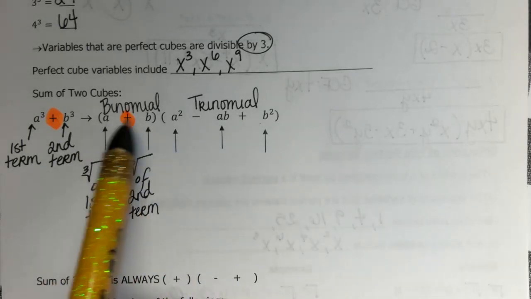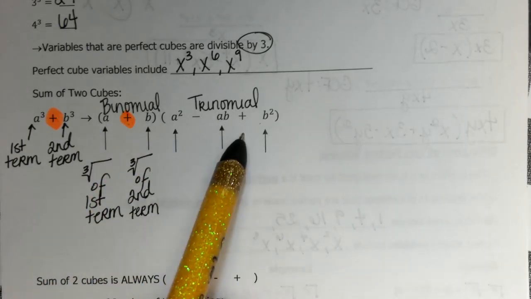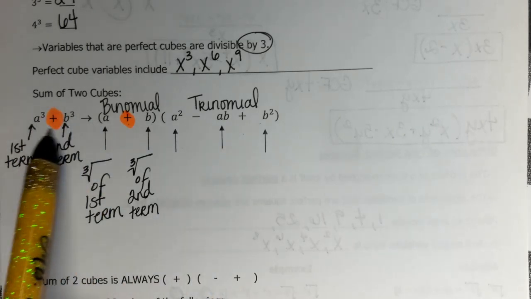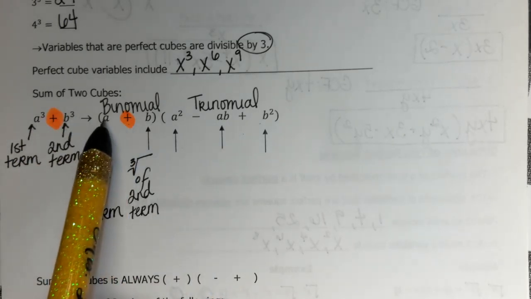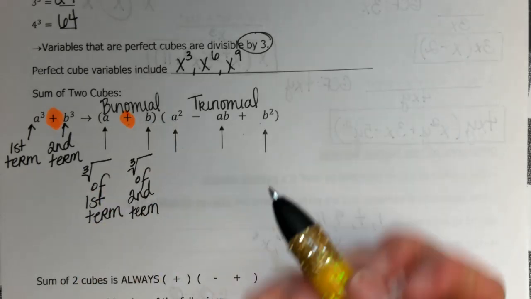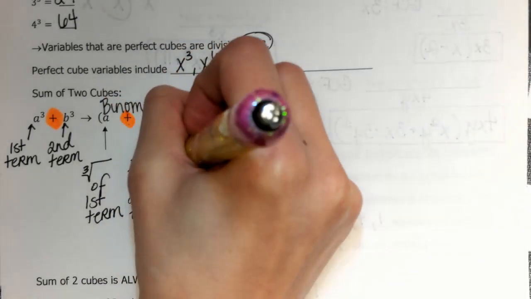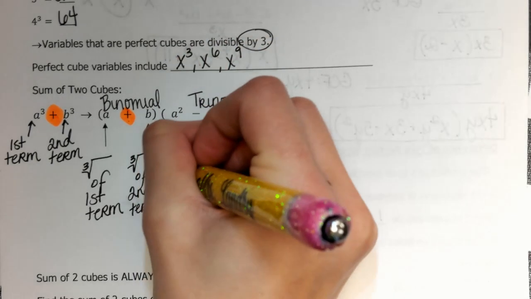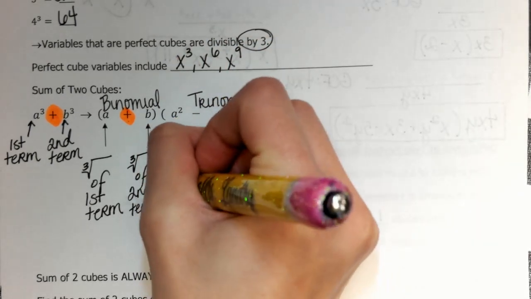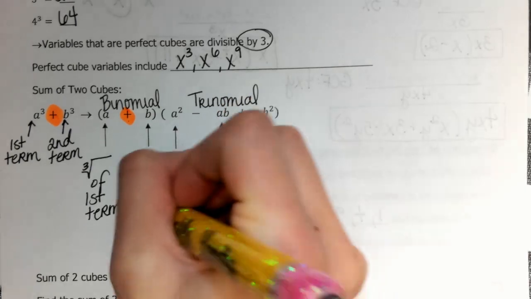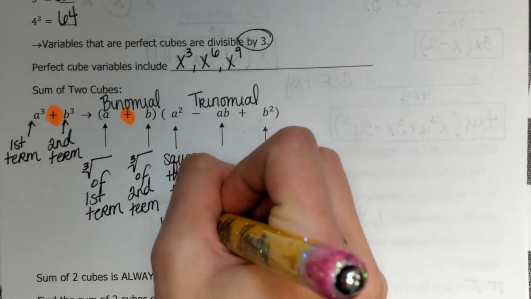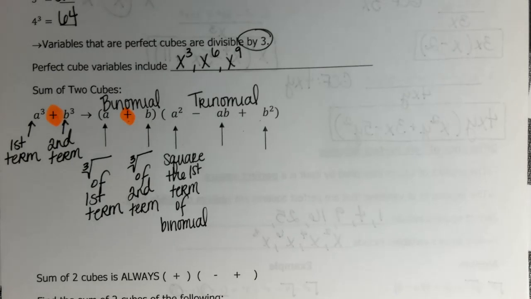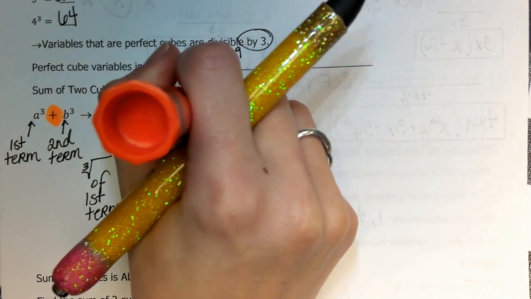Once you build this binomial, you're using this to do the second set of parentheses. So I'm done with my original problem. So from a plus b, I'm going to get a squared. So I square the first term of the binomial. Then recognize it switches to a minus. I'm just changing the sign.